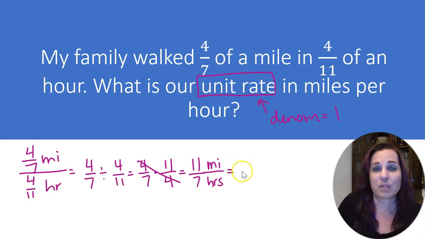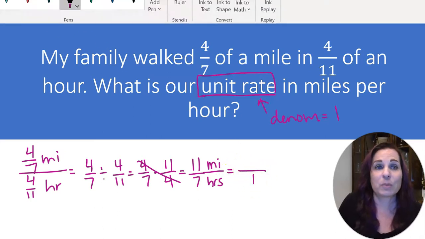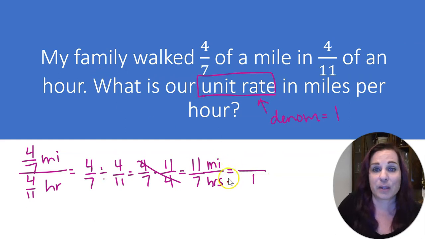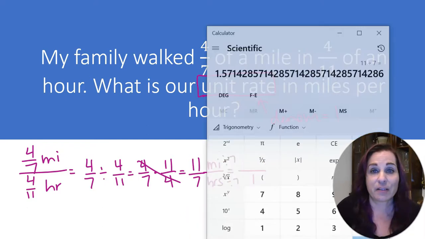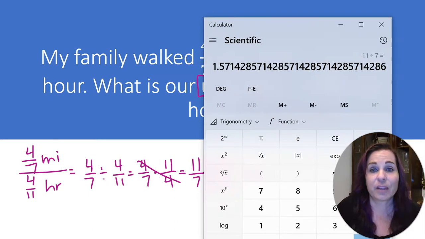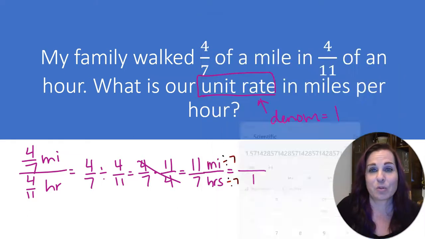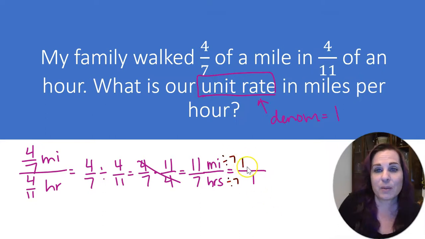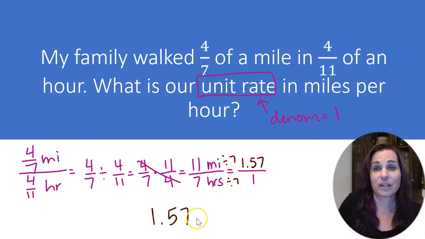I want this to be equal to something over 1, which means on the bottom, I'm going to have to divide by 7. So on the top, I'll have to divide by 7 as well. So 11 divided by 7, I have it here, is 1.57. Let's say we'll round it. It's a repeating decimal, so we'll round it to the hundredths place. 1.57. So the unit rate would be 1.57 miles per hour.